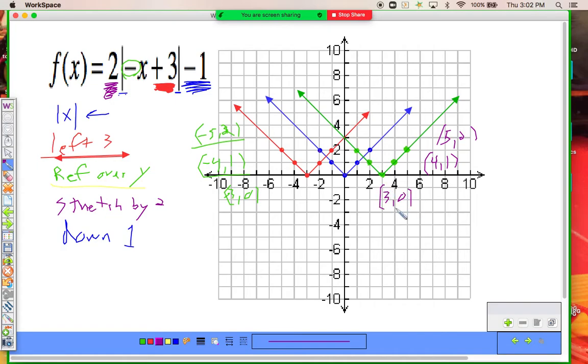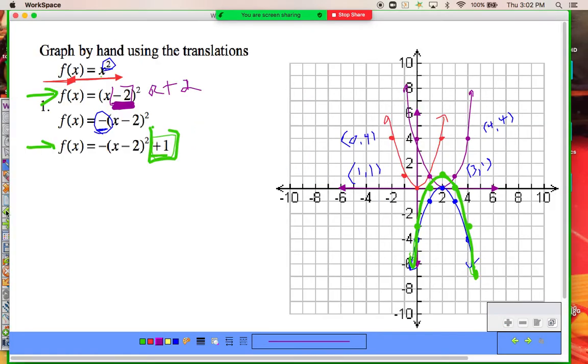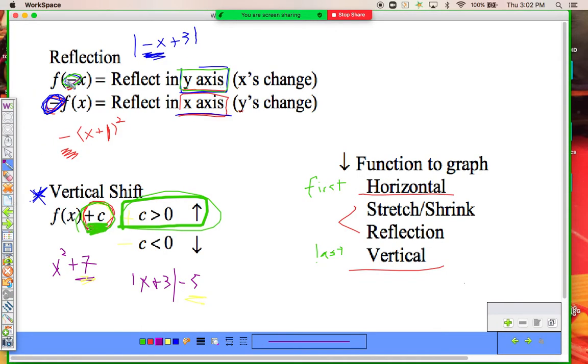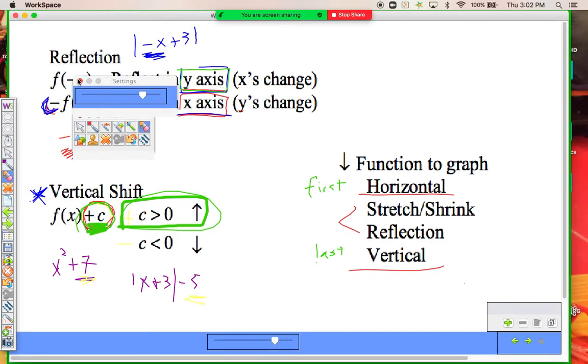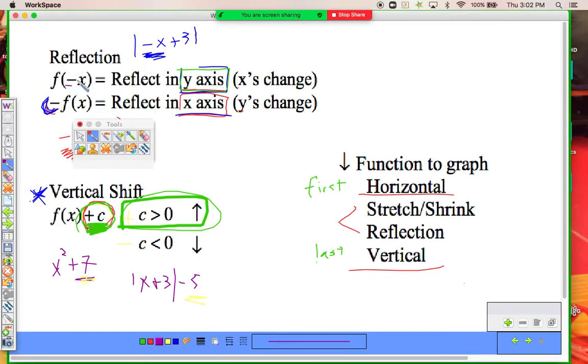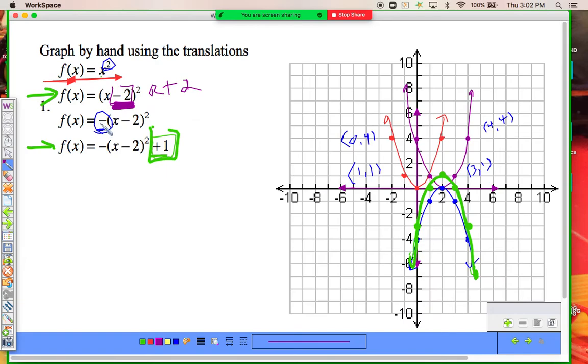I'm only going to work the right side next because the left side is going to have the same thing. All right, so I drew my absolute value, those 5 key points that we did at the beginning. Those are always going to be the start for absolute value. I took all the points to the left 3. Because I have a negative sign on the x, right here, that tells me I reflect over the y-axis. The last problem we did, I had a negative sign outside, so we reflected over the x-axis.